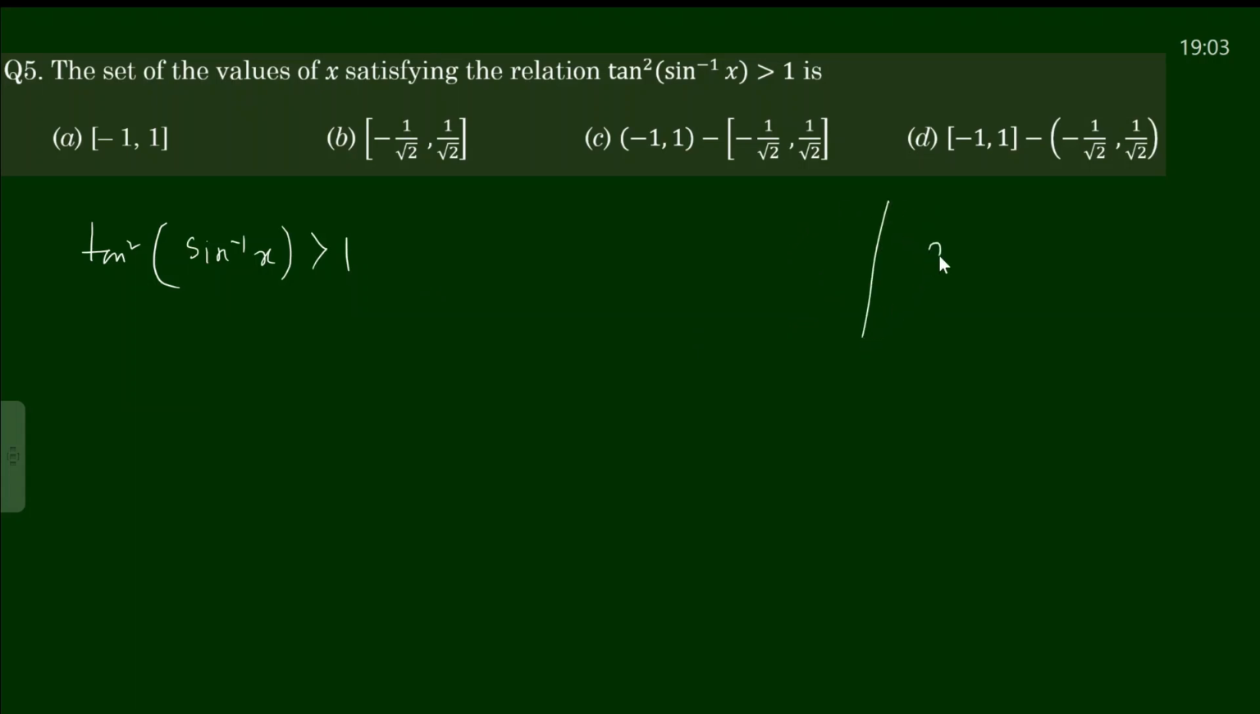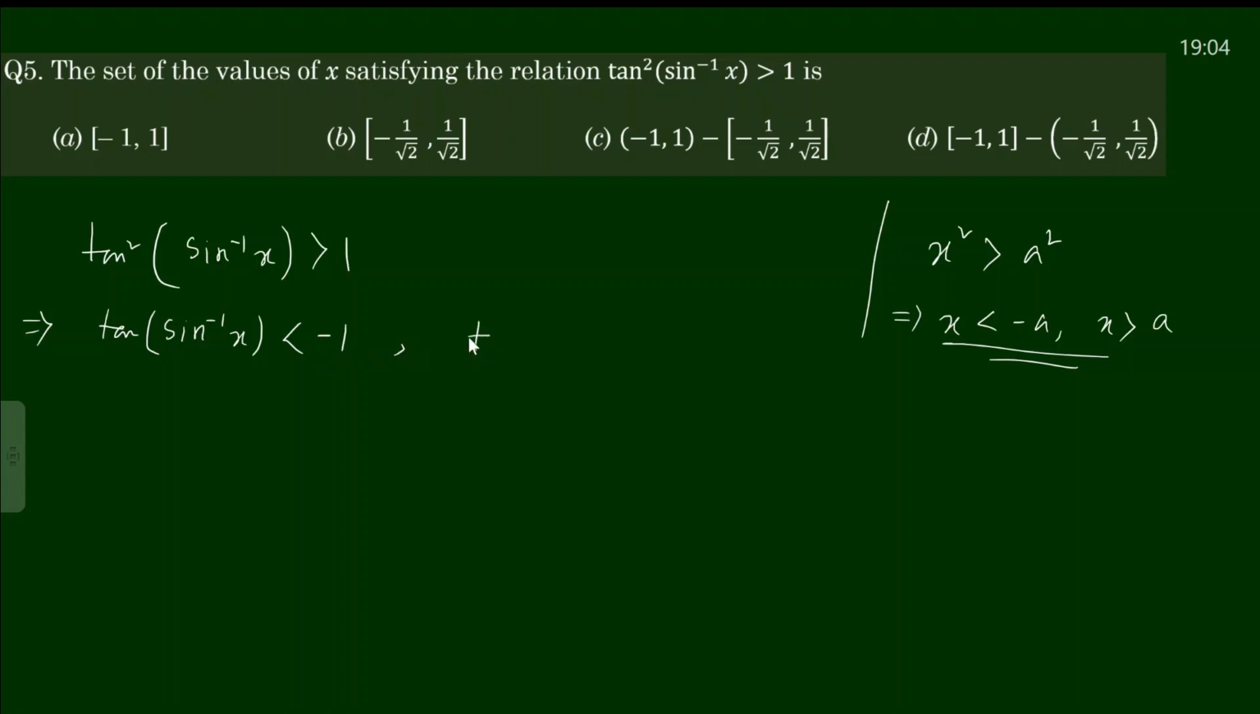And so we have a theory. You recall it: if you have x squared greater than a squared, then it will imply that x is less than minus a or x is greater than a. We know this one. Applying this theory here, with 1 meaning 1 squared, it will imply that tan of sine inverse x is less than minus 1, and secondly tan of sine inverse x is greater than 1.